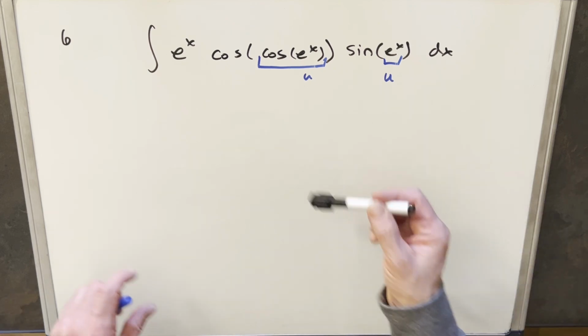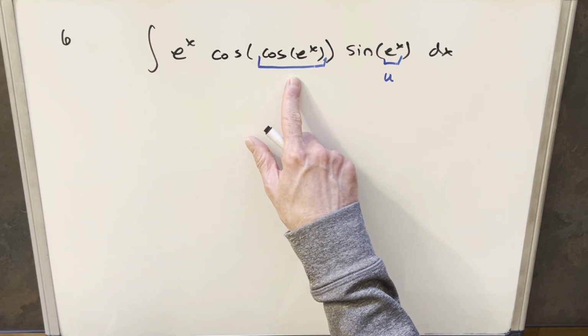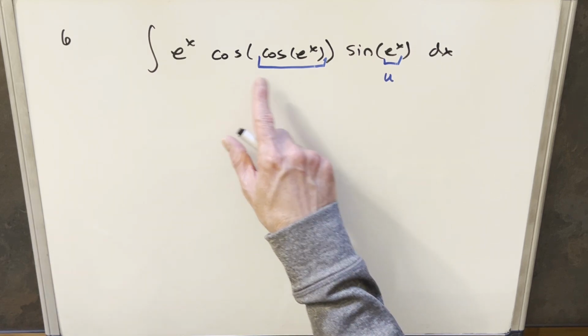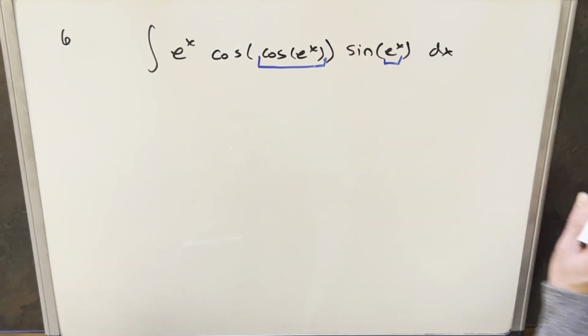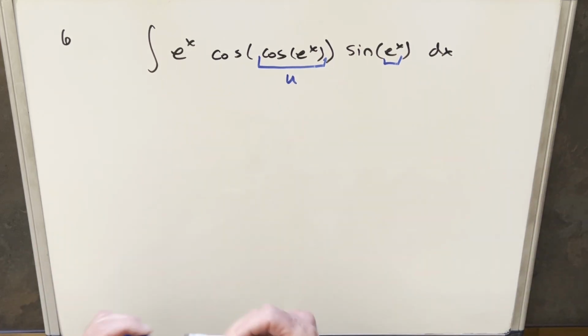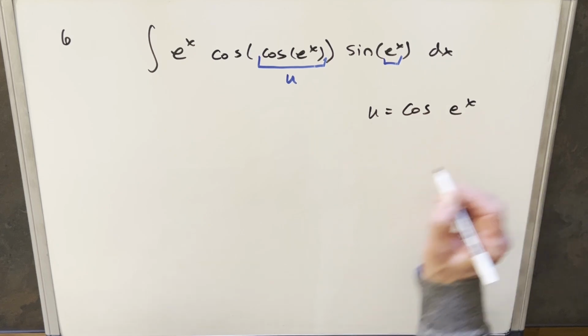But as a little shortcut, let's just recognize that we're going to need a substitution here on cosine e to the x, because otherwise we're going to have embedded trig functions. So what I'm going to do instead is call this my u, and then we'll try the substitution and see how it goes. So we'll say u is equal to cosine e to the x.